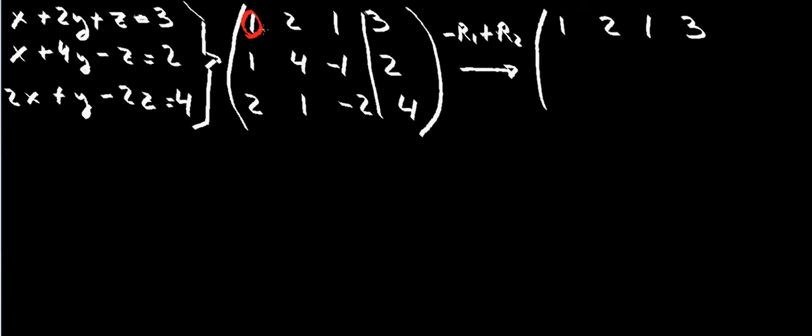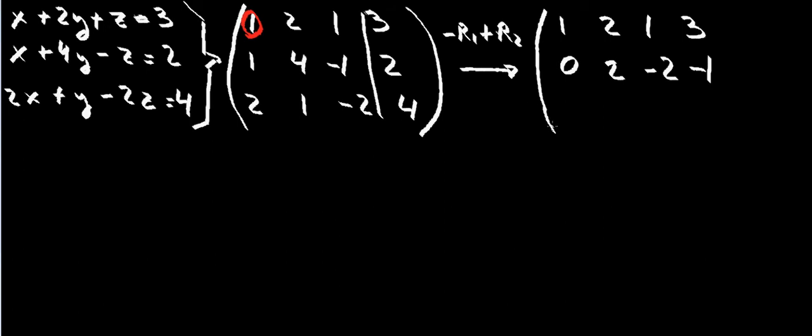So minus 1 plus 1, 0, minus 2 plus 4, 2, minus 1, minus 1, minus 2, and minus 3 plus 2, minus 1.